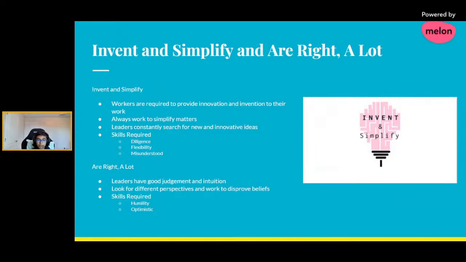Are right a lot. Leaders have good judgment and intuition. They look for different perspectives and they work to disprove beliefs. Skills required for this include humility and optimism.